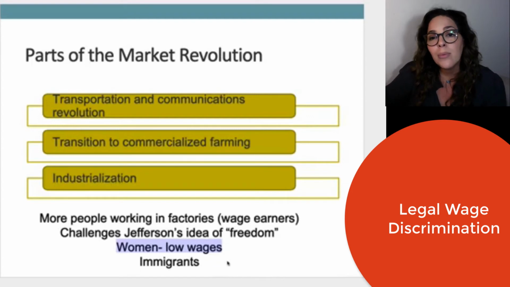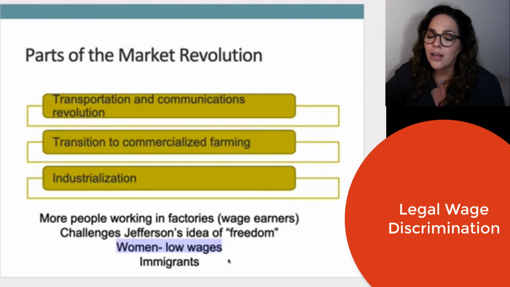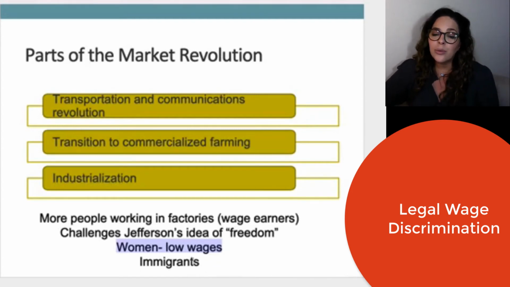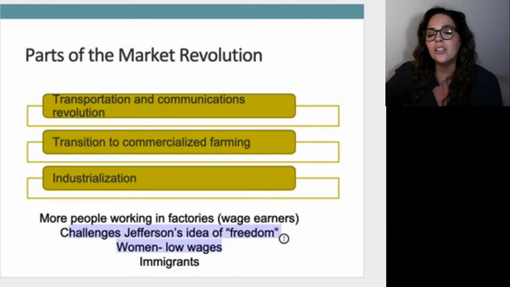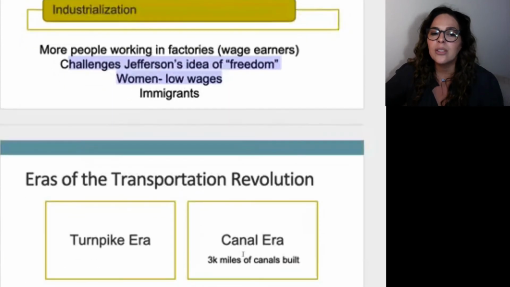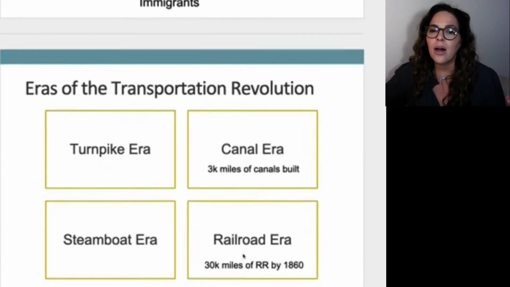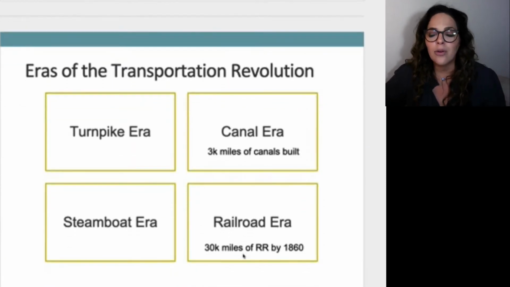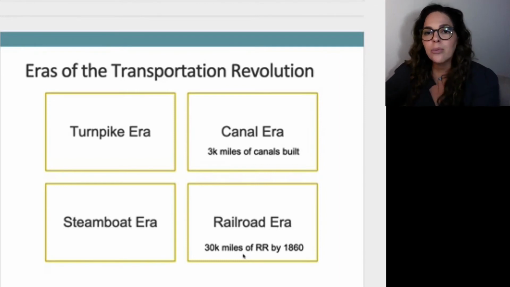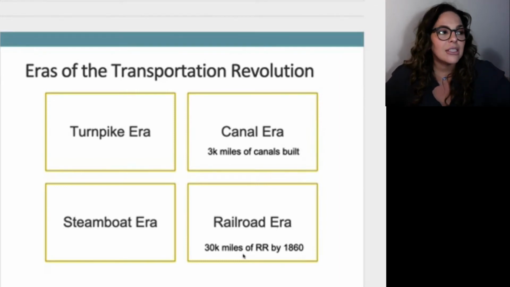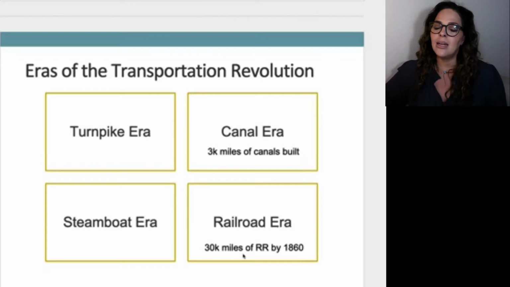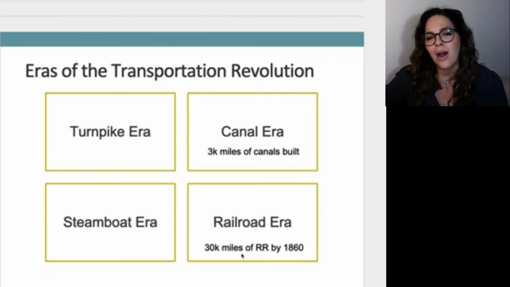So again, women are entering the workforce. Lots of immigrants are entering the workforce. All of this challenges Jefferson's idea of freedom, as we are transitioning into this new market revolution, right? Where people are no longer producing things for themselves. They are producing more than ever before, and they are selling. People are becoming consumers, customers, not just landowners out in the West.